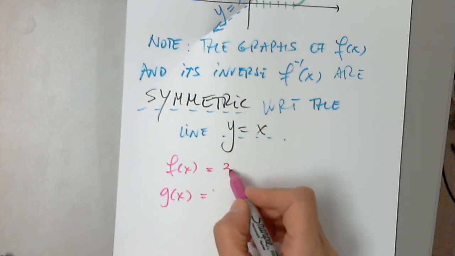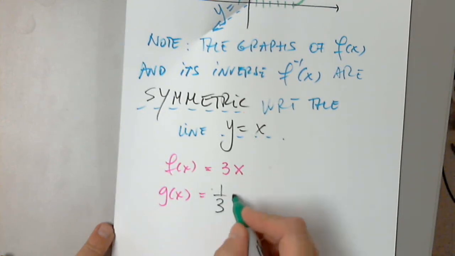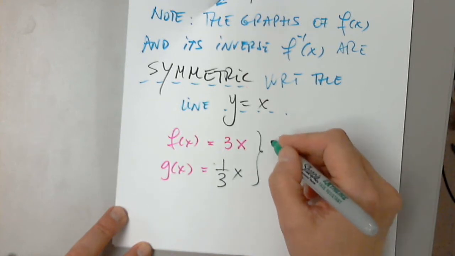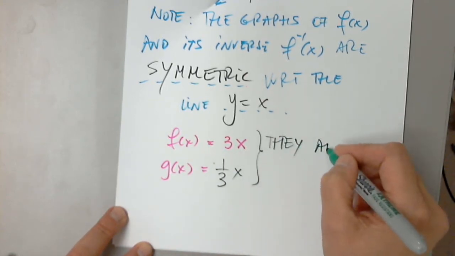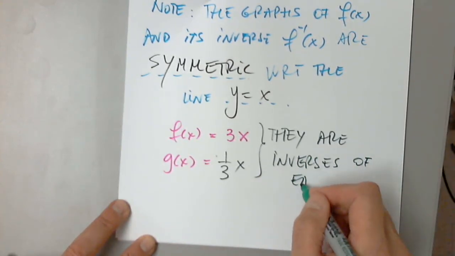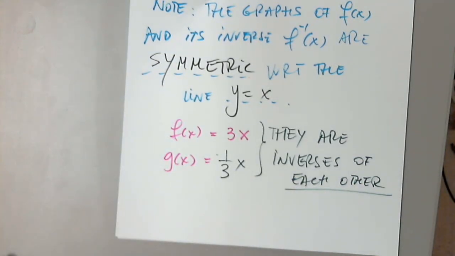I'll give you one, and I would like you to create the inverse function of multiplication by 3. What do you think the inverse function of multiplication by 3 will be? Very good, of course. I claim that they are inverses of each other. That's my claim. And you should say, prove it. And I will prove it.